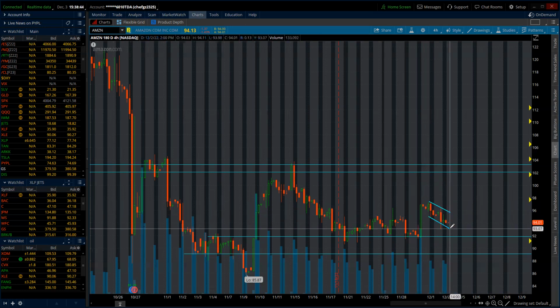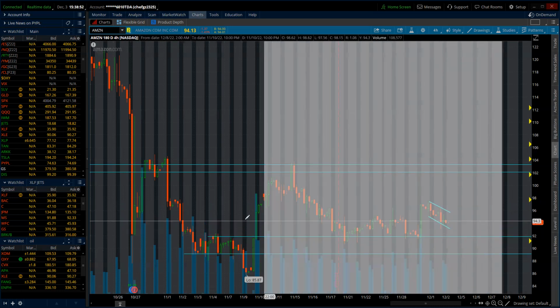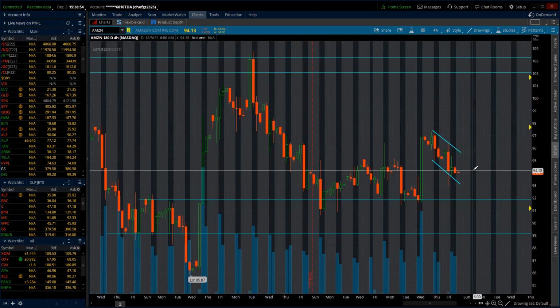Can this be considered a bull flag? Can it be considered a slowdown? Can it be considered a 50% retracement of this candle? Or are we just going to drop back down and look for the dip buy down here? What is it that we're going to do? What is it that we're going to wait for? What is going to determine for us to go long or to go short?